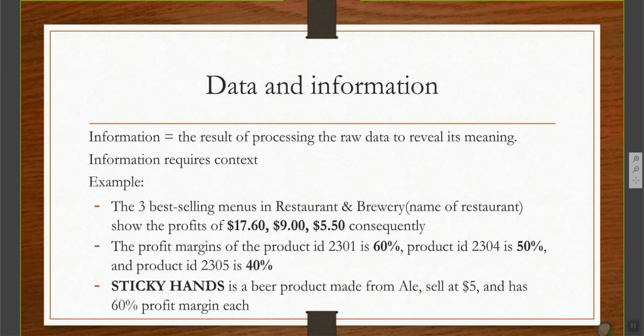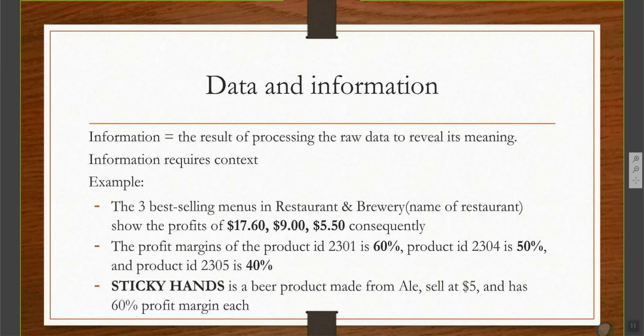So next one is about information. Information is the result of processing the raw data to exploit its meanings. It also requires context to reveal the meaning. For example, I will transform the data I mentioned in the previous slide, which I bolded in this slide, into information by adding some context to reveal its meaning. For example, the 3 best-selling menus in restaurant and brewery, it's just the name of restaurant, show the profit of $17.6, $9, and $5.5 consequently.